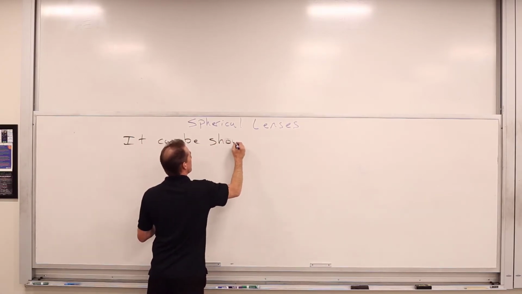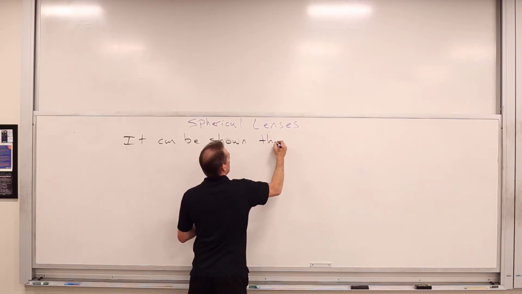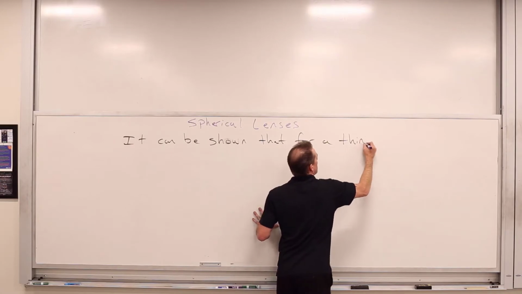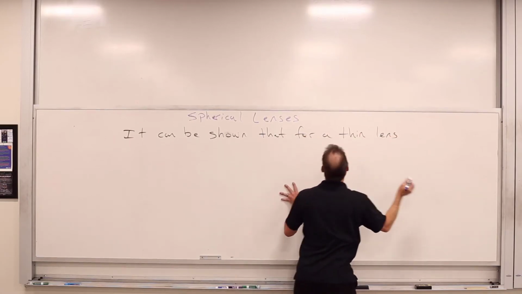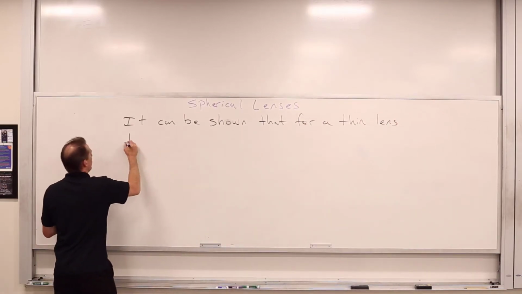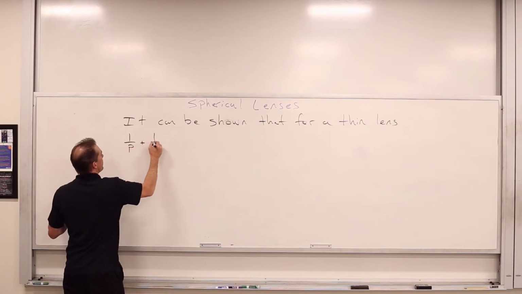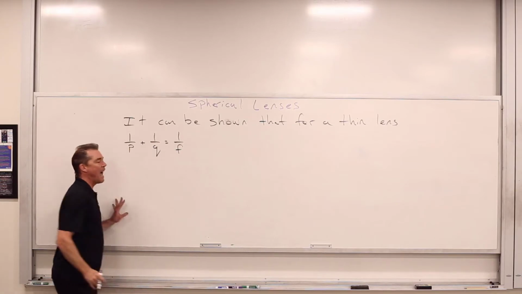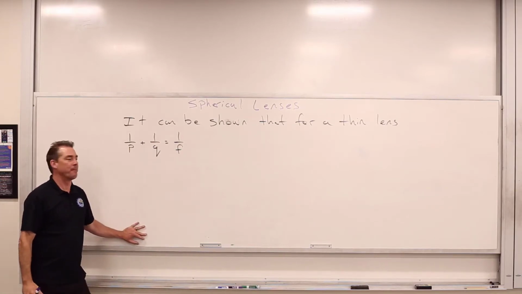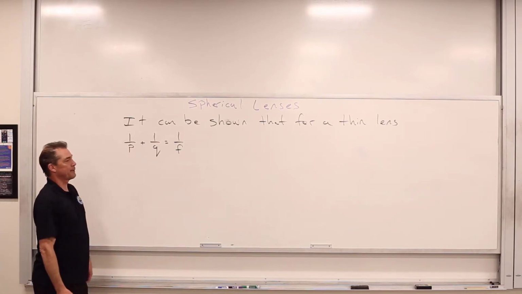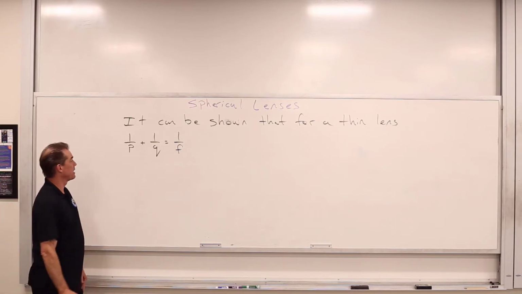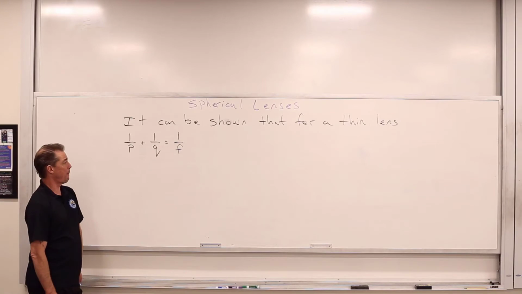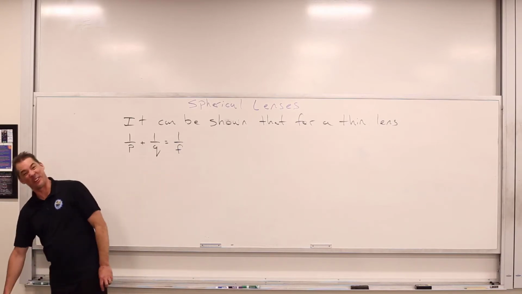Shown. One over p plus 1 over q is equal to 1 over f. That looks familiar, huh? It looks just the same as the things that we had regarding spherical mirrors. Well, there's some other things going on with this, however, because f is a little bit different with lenses.